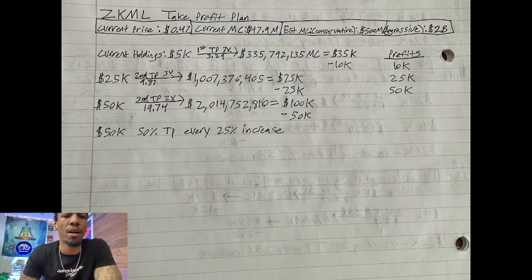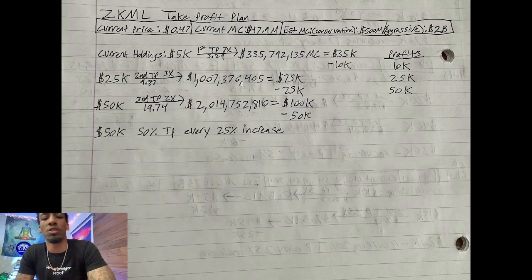My second take profit level is going to be when it does a 3x, which will bring the price to $9.87, and it'll bring the market cap to $1 billion and some change. So now my 25K is going to be worth 75K, and I'm going to take 25K in profits. The more it goes up, the more profits I'm taking because I'm realizing that it's getting closer to the top. And I don't know if I mentioned, but my conservative market cap that I think it'll hit is 500 million and my aggressive is 2 billion.